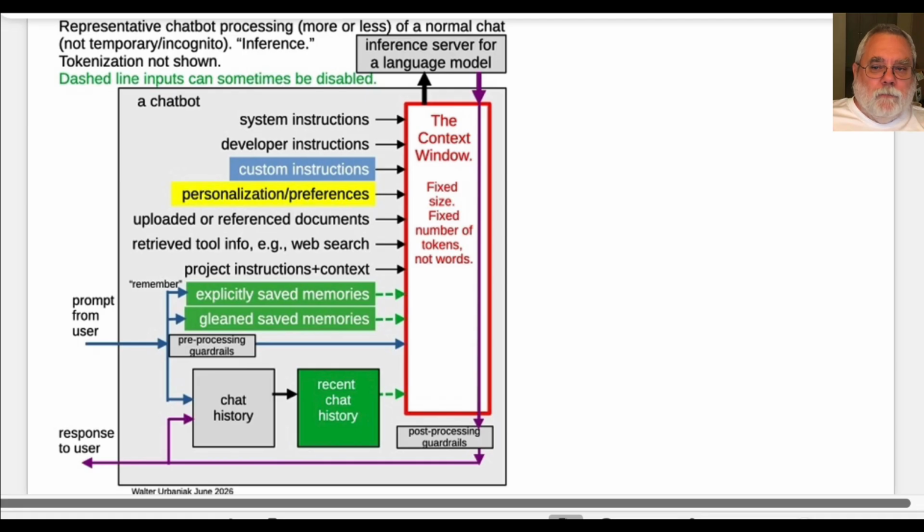The context window, shown here inside the chatbot on the right side in red, is a data buffer, container, or data structure into which the chatbot places your prompt, the blue arrow, and other information, the black and green arrows, before sending it to a language model inference server, the thick black arrow at the top.